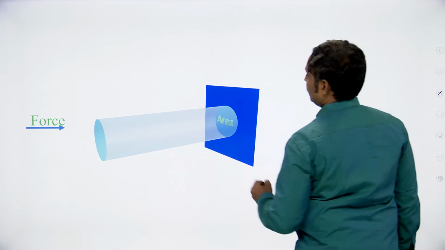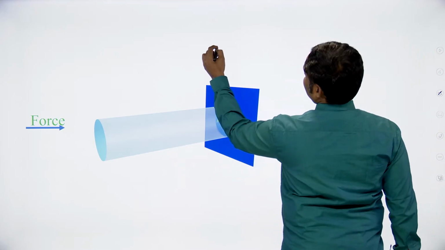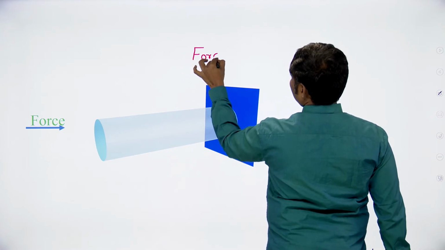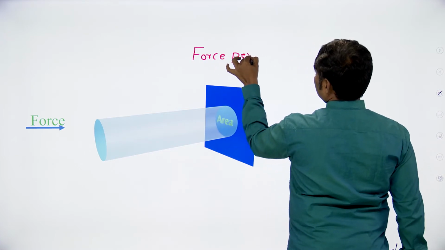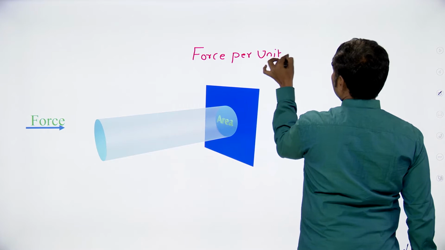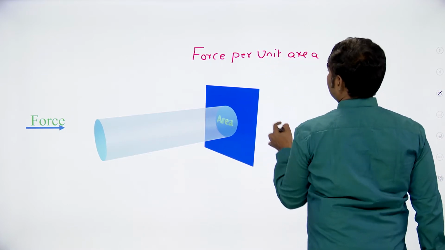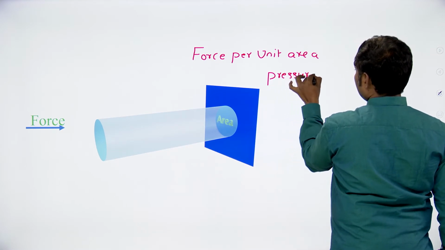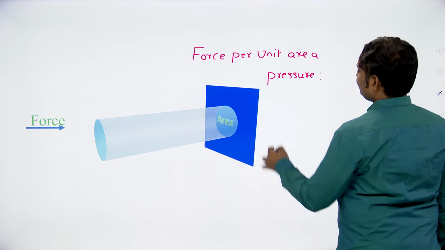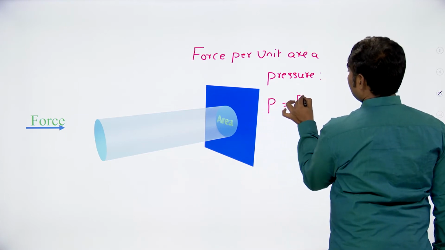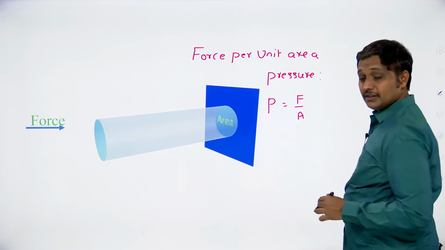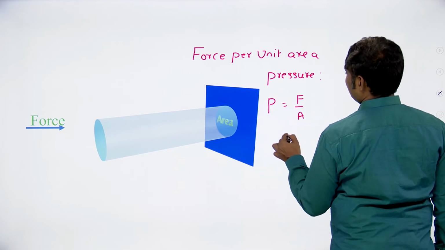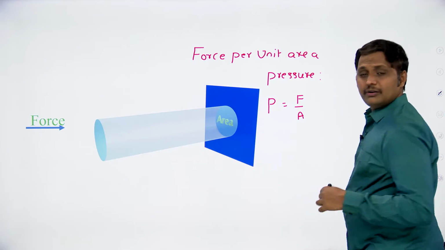the force acting on an area. You can take force per unit area. That gives the pressure. Now, you can take P is equal to F by A. If you are going to express the area, it is going to be meter square or centimeter square, whatever.